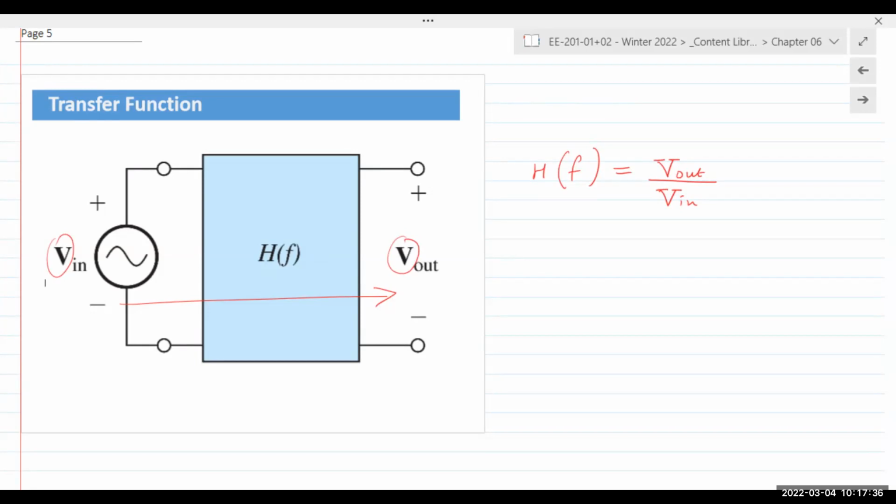And what do you notice about the notation? It's not a function of time. It is a phasor. It's a complex quantity. So H of f is also a complex quantity represented by complex numbers. And thus H of f has magnitude and it has phase.